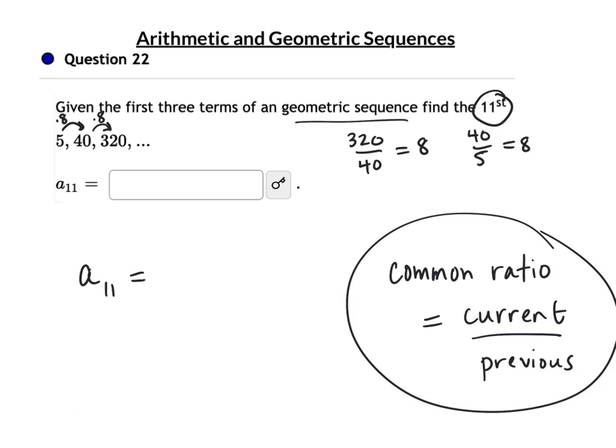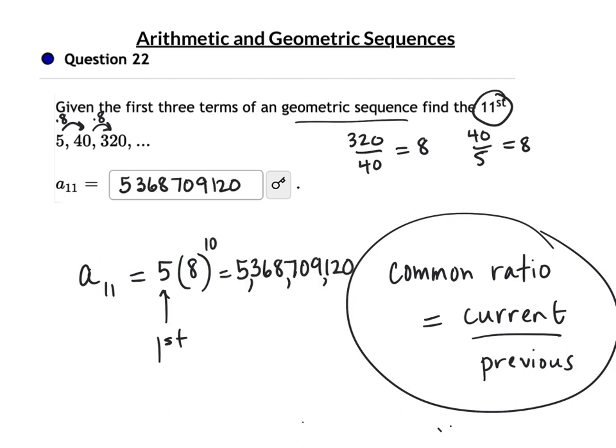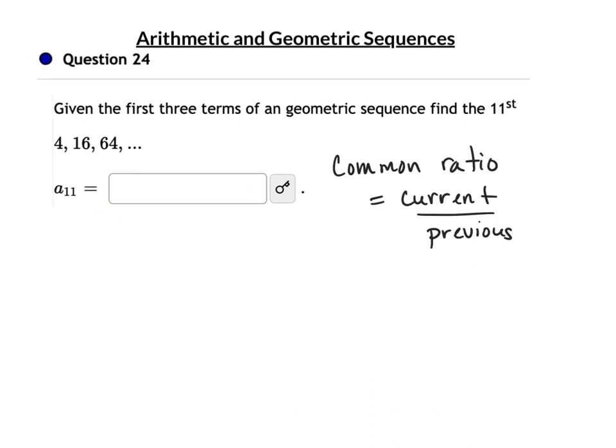This sequence starts at 5. Every time we move one spot, we multiply by 8. 5 is the very first number in that list. To get to the next number, we multiply by 8. Because we're starting at the very first, we only have to multiply by 8 10 times. That's 8 to the 10th power. Check that out. It's 5,368,709,120. Big number.